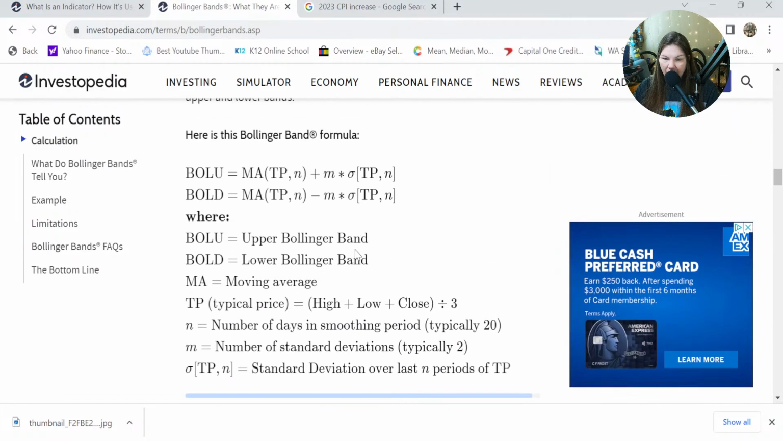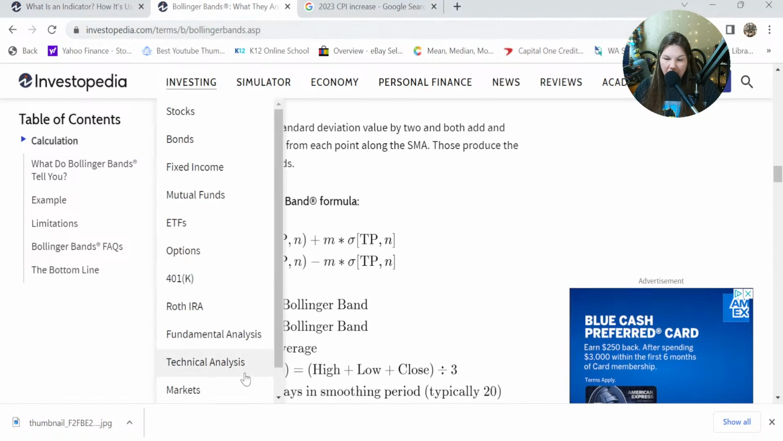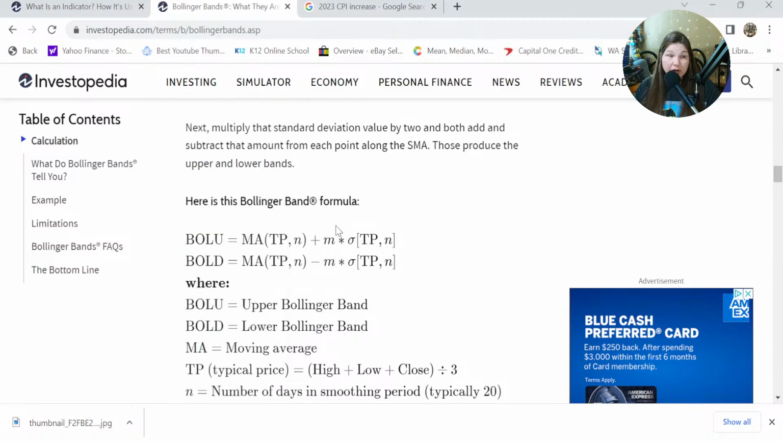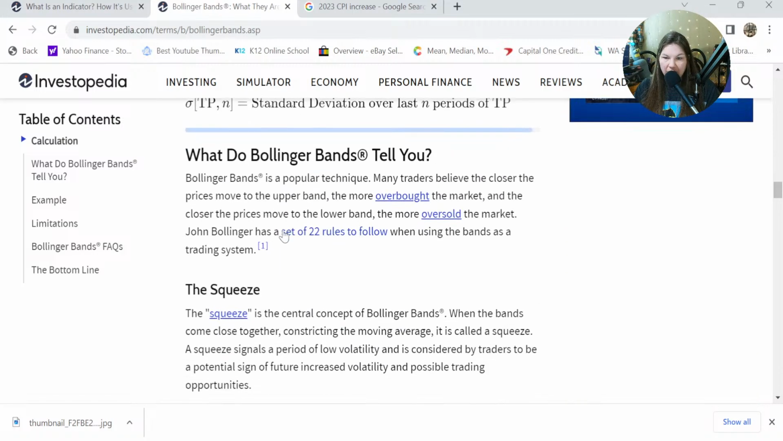This looks scary, the TP is the typical price, high plus low plus close, divided by 3. But the computer will do it for you, guys. If you use a broker like Thinkorswim, like I have set up, we can set up Bollinger Bands with a click of a button. It's a popular technique that many traders believe the closer the price moves to the upper band, the more overbought the market, and the closer the prices move to the lower band, the more oversold the market. John Bollinger has a set of 22 rules to follow when using the bands as a trading system.